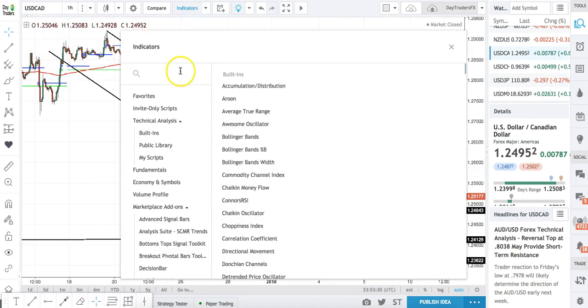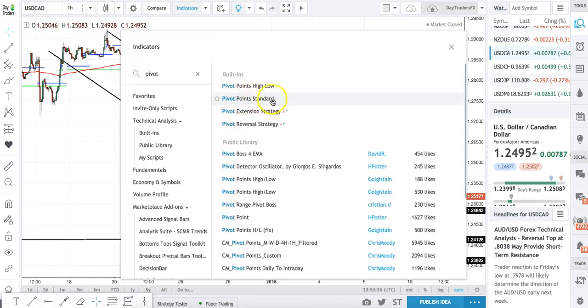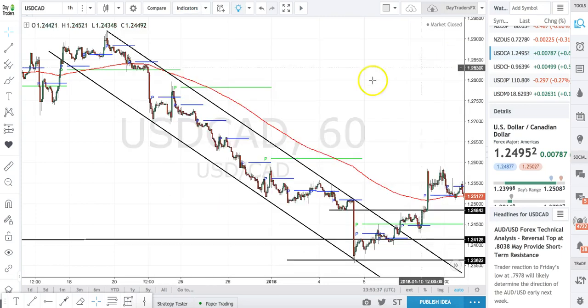As I showed in the last video, you can just go right here to TradingView and type in pivot point standard, and that's what I use. I changed the colors on them because they come out a beautiful brown, but I changed the colors to make them blue and green and stand out on my charts a little bit.